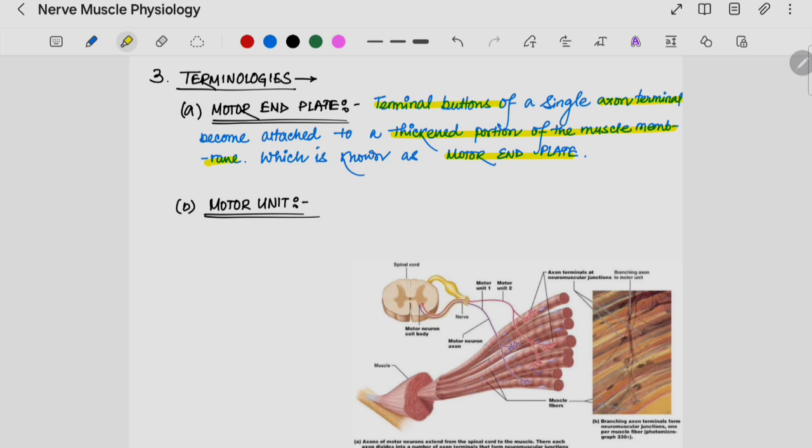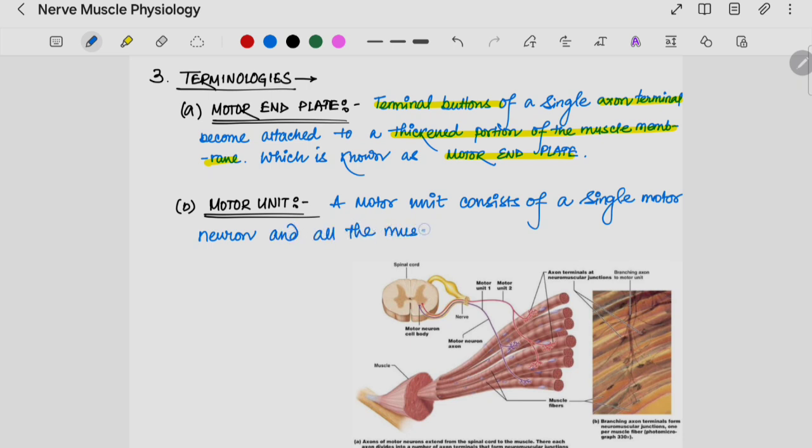Now, what is a motor unit? A motor unit consists of a single motor neuron and all the muscle fibers which that neuron innervates, right?